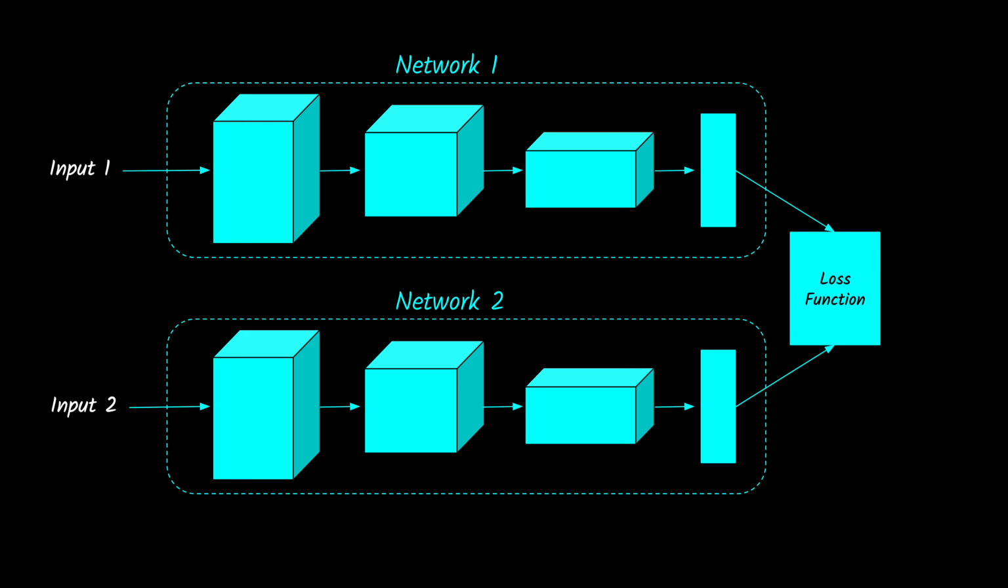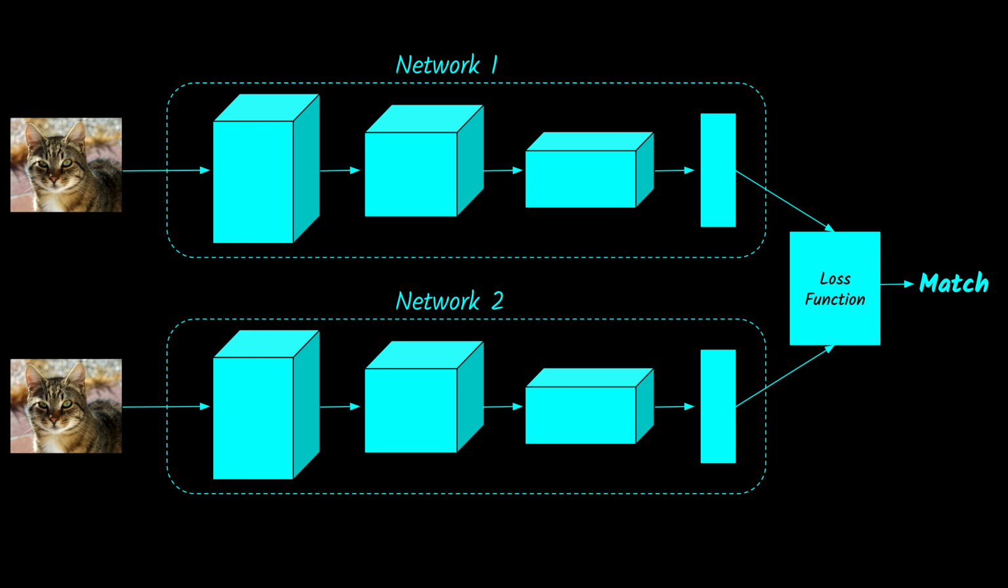Siamese network consists of two identical neural networks with shared weights. Each network takes one of the two input samples and extracts feature embeddings. The final output indicates how similar or different the inputs are. For example, if we provide same picture as input for both networks, it should be a match. If we provide slightly different pictures of same cat, it should still produce a match, meaning very similar embeddings.